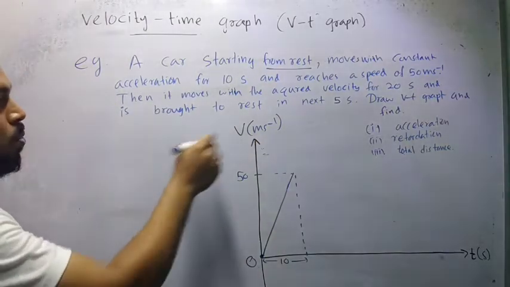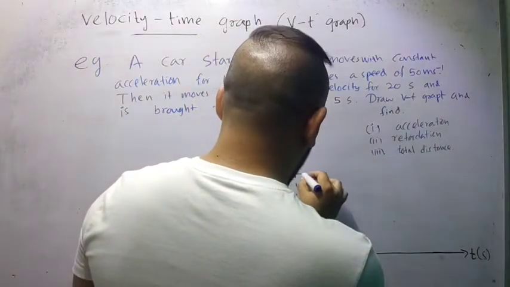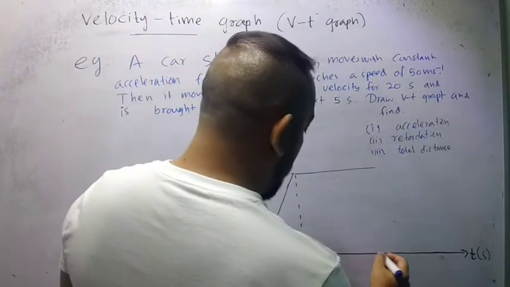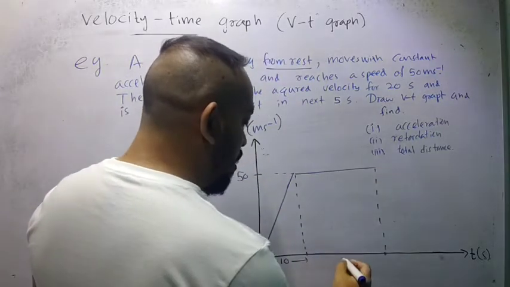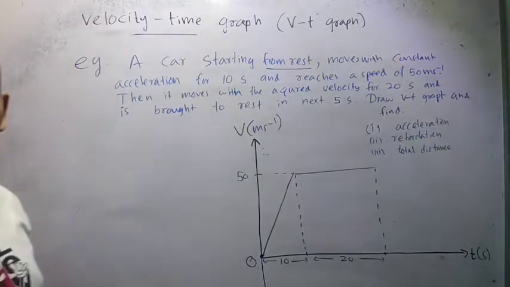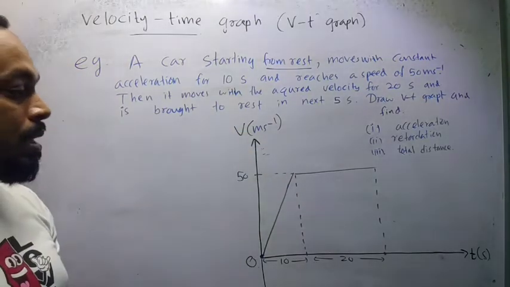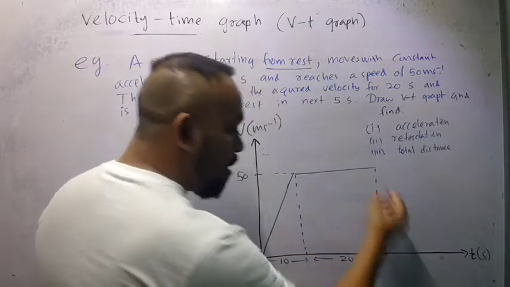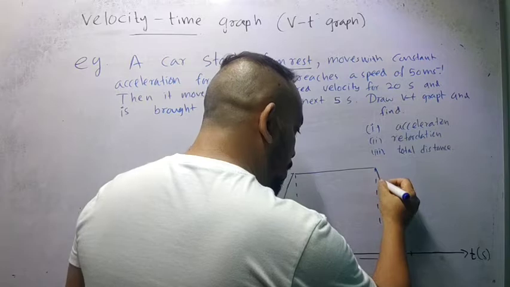Then it moves with the acquired velocity for 20 seconds. So 20 seconds should be about double this length, and it goes like this for 20 seconds. So 20. Okay. Then what happens? Then it is brought to rest in the next 5 seconds. It is brought to rest quickly, like this part here.